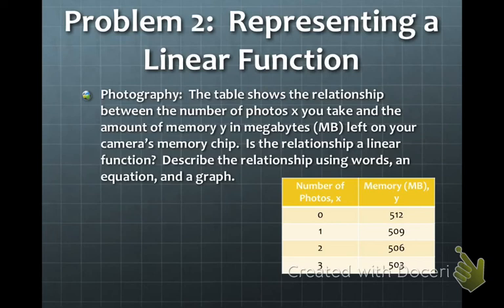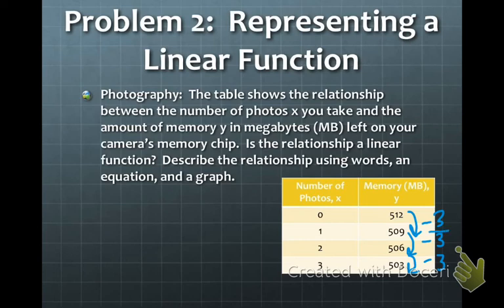Well, to go from one to the next one, we just have to take, well, what's 512 minus 509? Well, we lost, I just lost my brain. We lost 3 megabytes of data. From 509 to 506, we lost 3 more megabytes. From 506 to 503, we lost 3 more megabytes. So every time we take a picture, in this example, we lose 3 megabytes of storage space on our memory card.